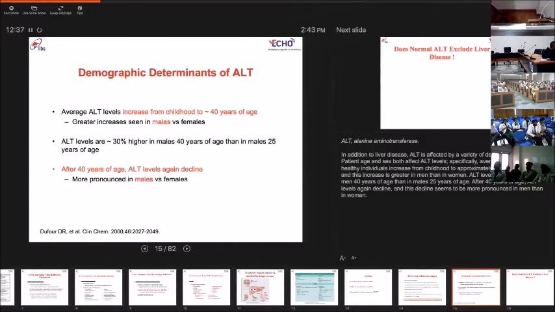Coming on to the determinants of liver enzyme elevation and the normal values, average ALT increases from childhood to 40 years of age, and a greater increase is seen in males as compared to females. ALT levels are usually about 30% higher in males of 40 years of age than in males of 25 years of age. After 40 years of age, ALT levels decline, and a more pronounced decline is seen in males as compared to females.